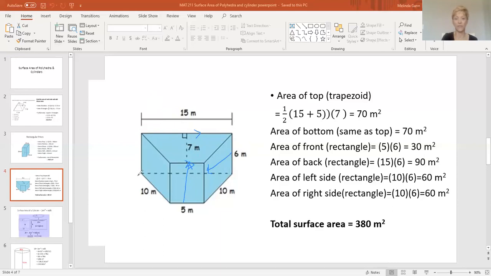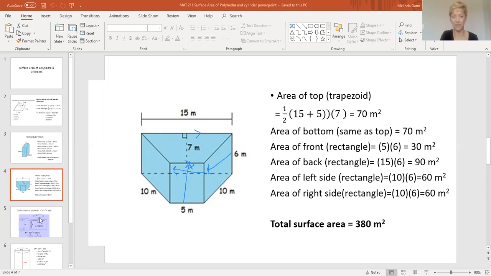Now look at your left and your right rectangles on the side. Again, this is a rectangle, and just like before, if this is 6, that's 6. And if that is 6, then that one has got to be 6. So I've got 10 meters times 6 meters. So I got 60 square meters for the left side. Then I went and double checked to see if the right side just happened to match. 10 times 6. Then I added the 70 plus 30 plus 90 plus 60 plus 60, and I got 380. And surface area is always square units. When you add square meters to square meters, you're going to get square meters.